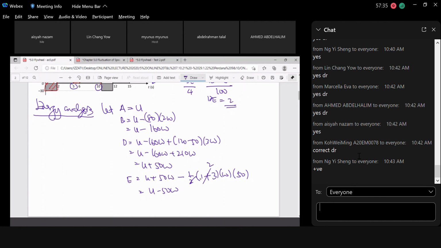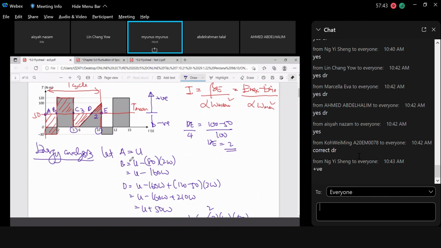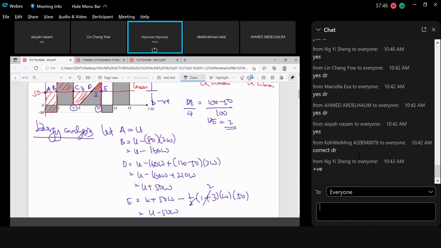Correct or not? The last one, yes, E. This one A, B, C. Oh, I missed one. Sorry, yeah, I missed one. 1 point. It is correct. The calculation is correct, but I missed here, this one is supposed to be C. This one is supposed to be D. Then I put the E here.